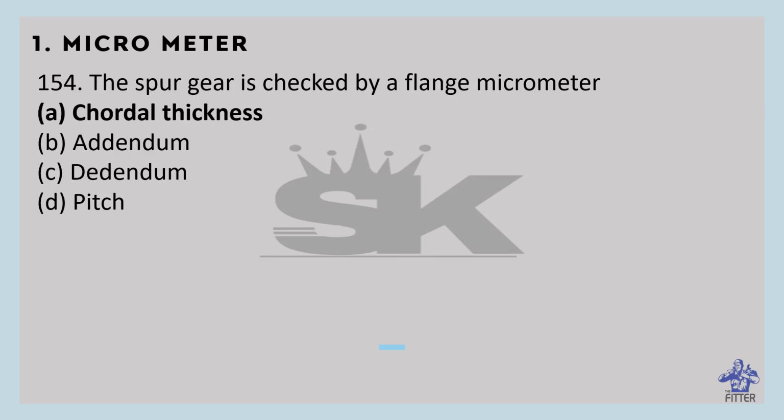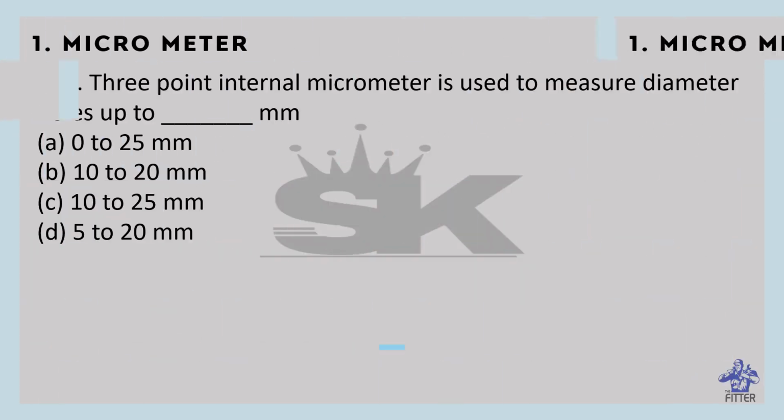The Brown and Sharpe flange outside micrometer has disc-shaped faces with flanges for measuring the pitch of gear teeth and a vernier scale in inch units for taking precise outside diameter measurements. A three-point internal micrometer is used to measure hole diameters up to 10 to 20 mm. Okay.